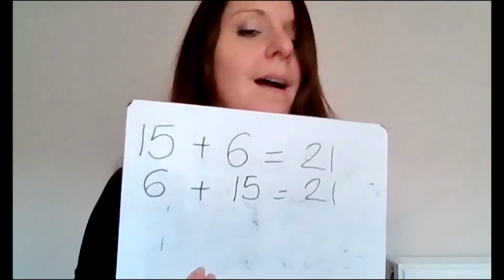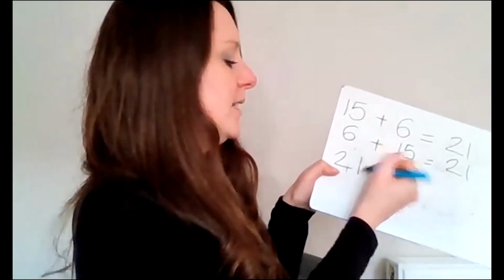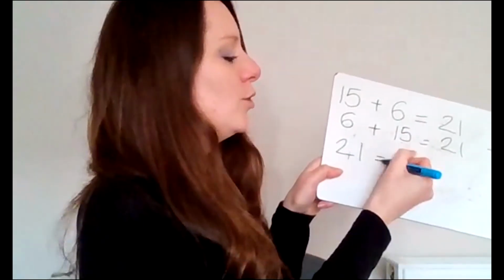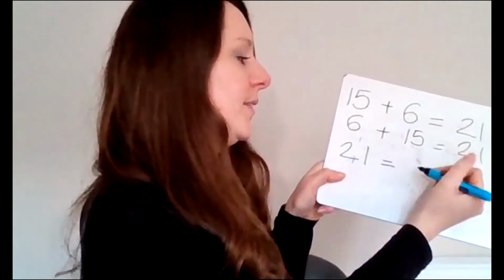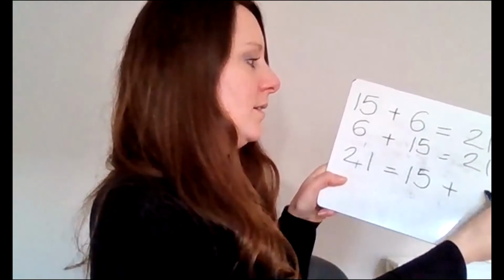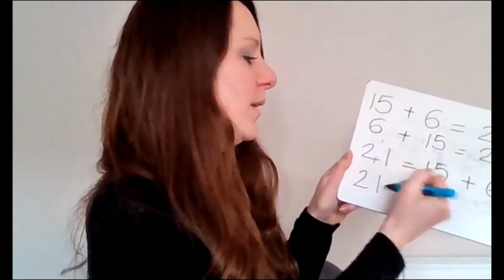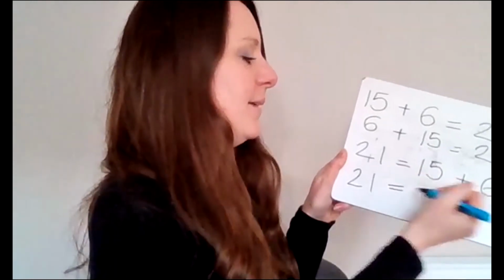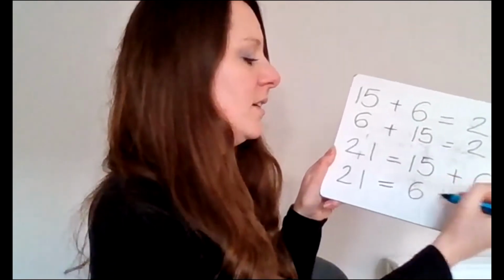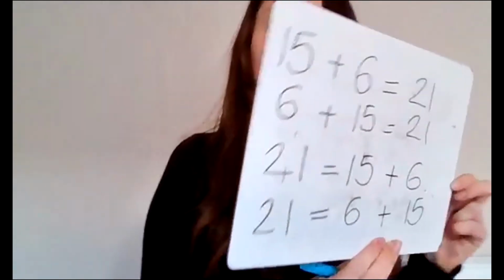That's fine too. I could also start with the whole number. So I landed on 21. The whole number was 21. That is equal to, it was the same as having 15 plus 6. I can also write it as 21 was my whole number. It was the same as, equal to, having 6 plus 15. All correct. Look at all those calculations.